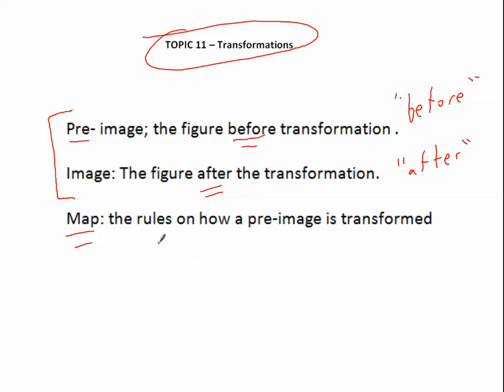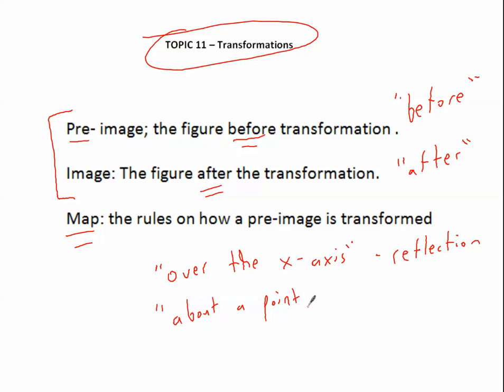You could map something, maybe it's a reflection over the x-axis. That would be a map for a reflection. For a rotation, it would be about a point, meaning like the origin, and it would tell you some number of degrees, so maybe like a 90-degree rotation about a point. That's a rotational map.